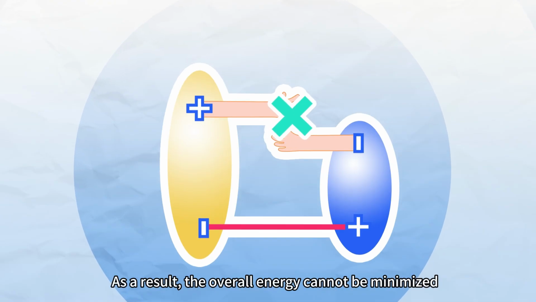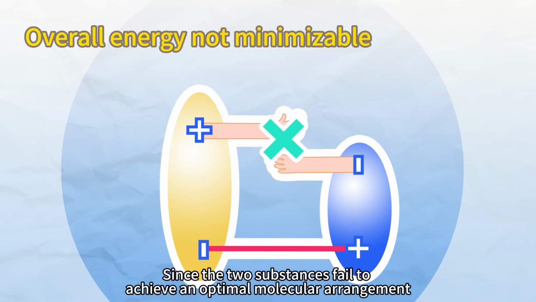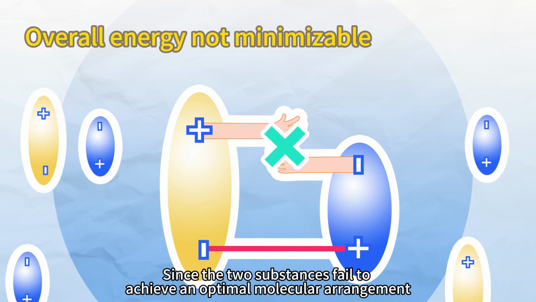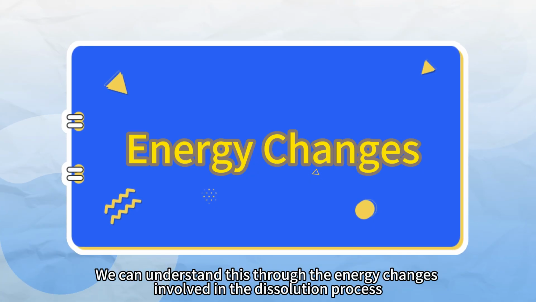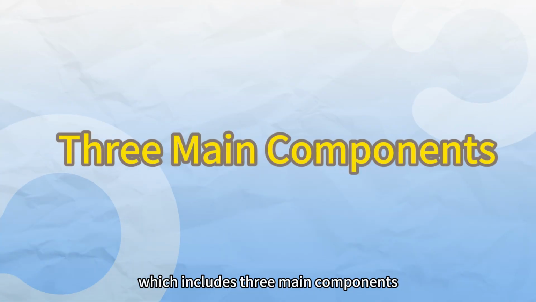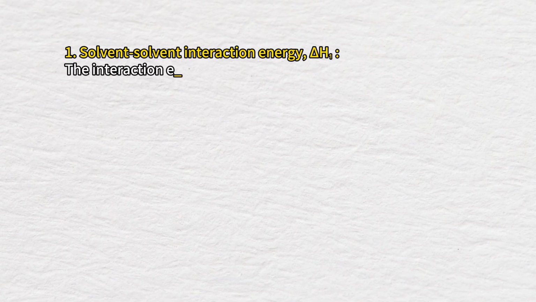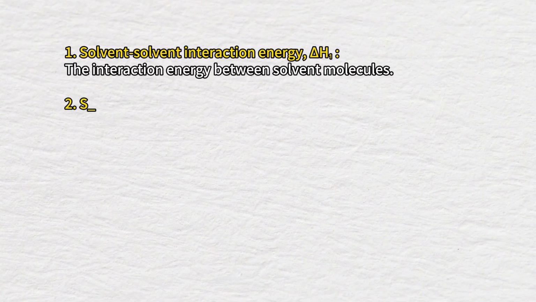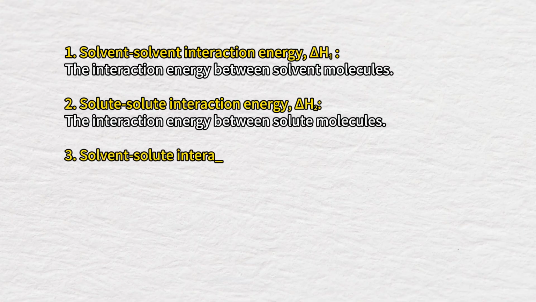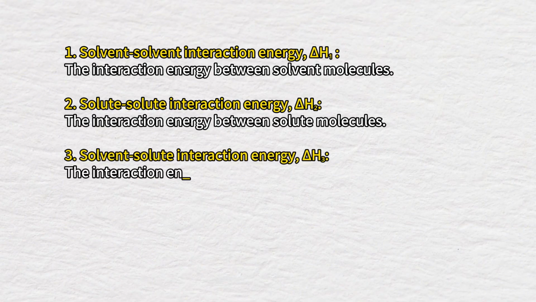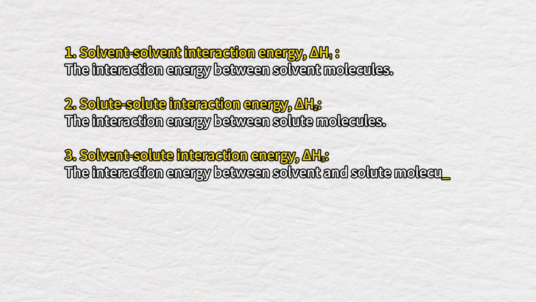As a result, the overall energy cannot be minimized. Since the two substances fail to achieve an optimal molecular arrangement, they do not dissolve well in each other. We can understand this through the energy changes involved in the dissolution process, which includes three main components. 1. Solvent-solvent interaction energy, delta H1, the interaction energy between solvent molecules. 2. Solute-solute interaction energy, delta H2, the interaction energy between solute molecules. 3. Solvent-solute interaction energy, delta H3, the interaction energy between solvent and solute molecules.